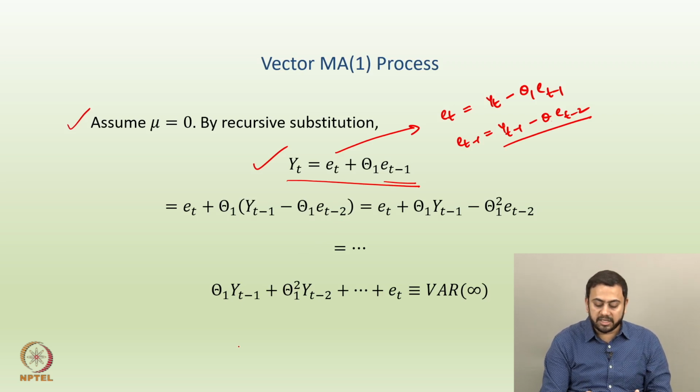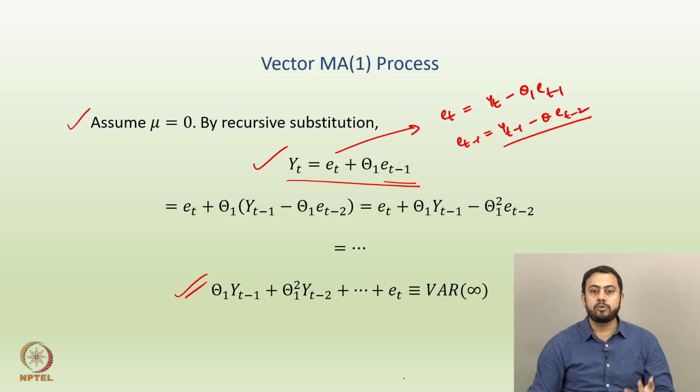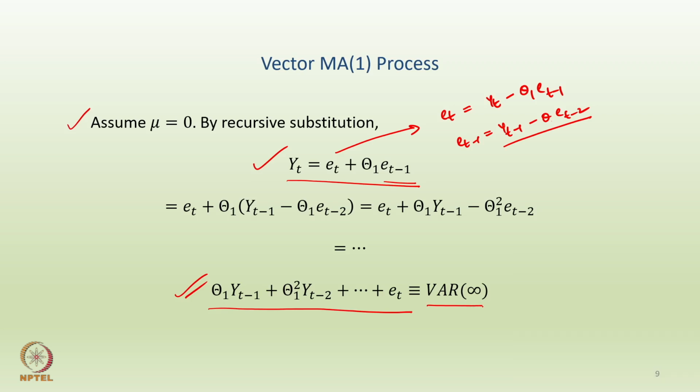Eventually the expression would be theta_1 y_(t-1) plus theta_1 squared y_(t-2) and so on, up to e_t. If you see closely, this is the expression for a vector autoregressive process of infinite order, so this is VAR(infinity). In short, a VMA(1) process can be written analogously as a VAR(infinity) process, and a vector autoregressive infinite process can be rewritten as a vector moving average process of order 1.